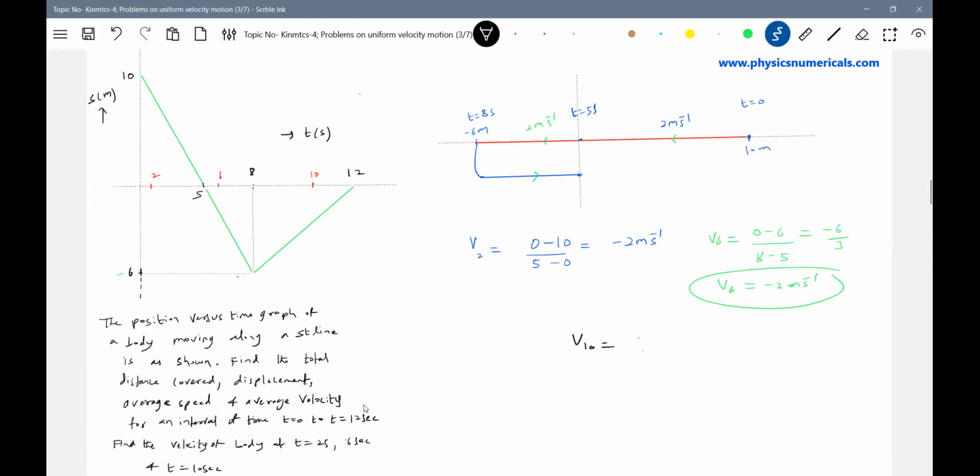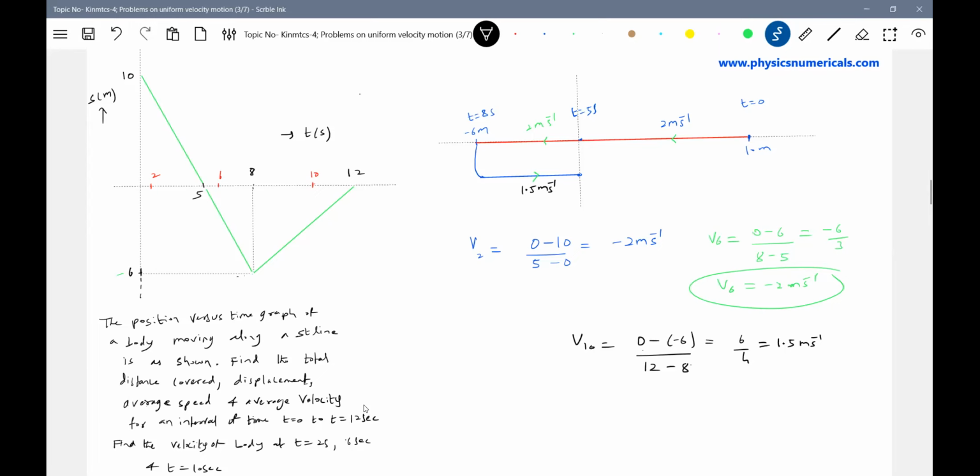How do we write? Final position is 0. Initial position is minus 6. 12 minus 8. So this should be equal to 6 by 4, 1.5 meter per second. So here it will move with 1.5 meter per second.